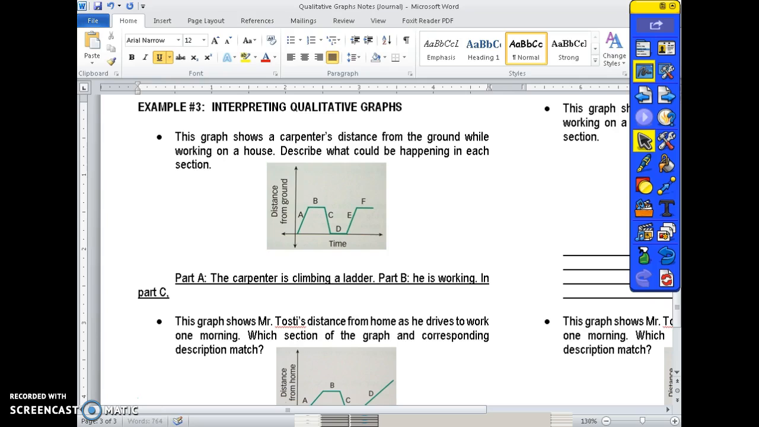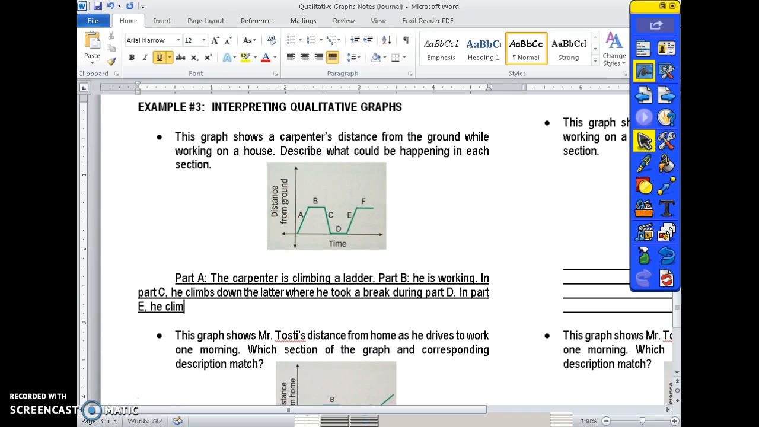In part C, he climbs down the ladder where he possibly took a break during part D. Now, he could have forgotten something, had to come back down and get something, and then went back up, or he could have come down for his lunch break, but he came down the ladder, and he's on the ground, and then in part E, he climbs back up the ladder to the top of the roof, where he continues working during part F.